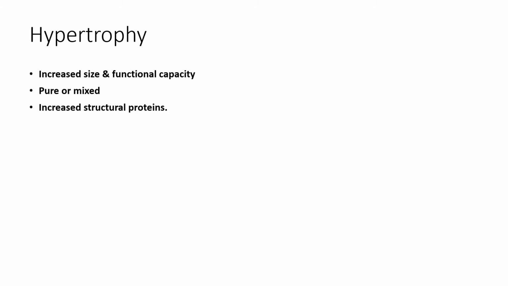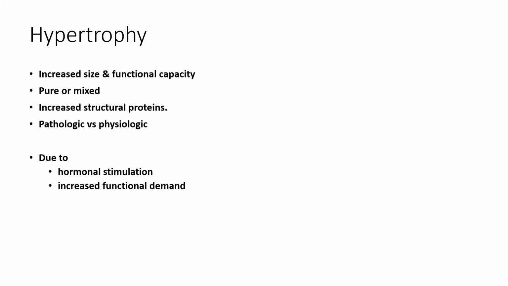The mechanism by which hypertrophy occurs is by the increase of the structural proteins. يعني الخلية بتصنع بروتينات أكبر داخل السيتوبلازم تبعها وبالتالي بيكبر حجمها. It can be pathologic يعني مرضي وممكن تكون إشي فسيولوجي في الجسم وطبيعي. أسباب الهايبرتروفي ممكن يكون نتيجة hormonal stimulation وممكن يكون نتيجة increase in the functional demand.